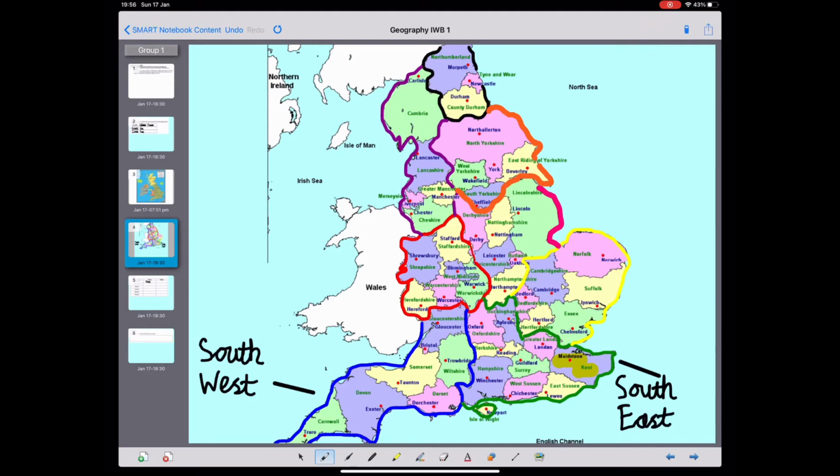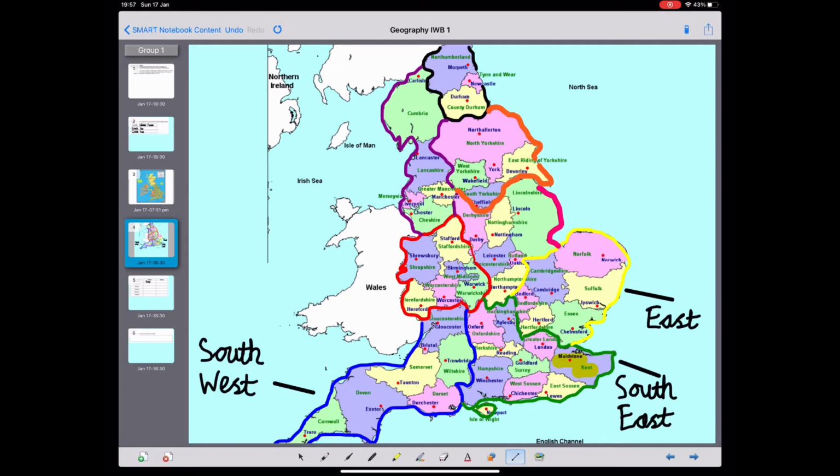Okay, and above the southeast we have places like Suffolk, Norfolk, Essex, and these are in the east of England. So they're a bit further up from the southeast. And then you can probably see that pink line just above the east. Above the east of England we have another region, and that region is between the north and the south.